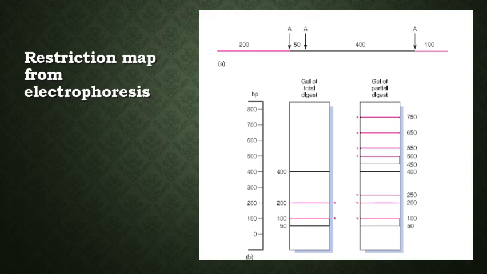See here, the smaller segments move faster than the larger segments. The sizes of the segments are determined by comparison with standards of known size. The gel does not reveal the order of these segments on the chromosome. Several methods can be used to determine the exact order of the restriction segments on the original piece of DNA.